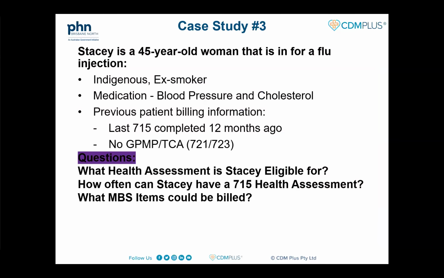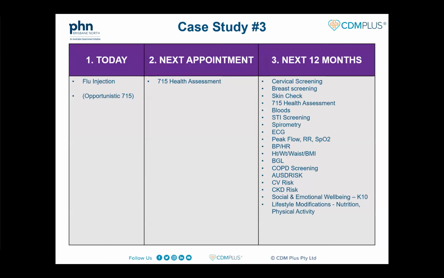And then I've got Stacey, 45, in for a flu shot. Same thing, Indigenous, ex-smoker. Last 715 was 12 months ago. So in for a flu shot, I don't have time for a health check today, unless you've got that opportunistic way of doing bookings and appointments. Obviously, if I have time, I can offer it, but if I don't, then I'm going to get them to book back in for that as a health assessment.